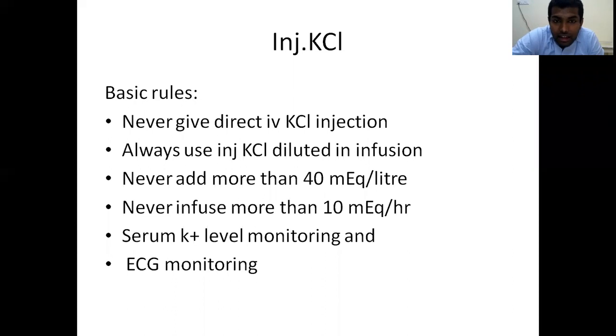Never give it direct IV. Always use diluted form. Never give more than 40 milliequivalents. The patient might require 60, but you should not directly give at a single time more than 40. And never infuse more than 10 milliequivalents per hour. So if you are giving 40 milliequivalents, it should be given slow IV over a period of 4 hours. And serum potassium levels and ECG monitoring of the patient should be done.